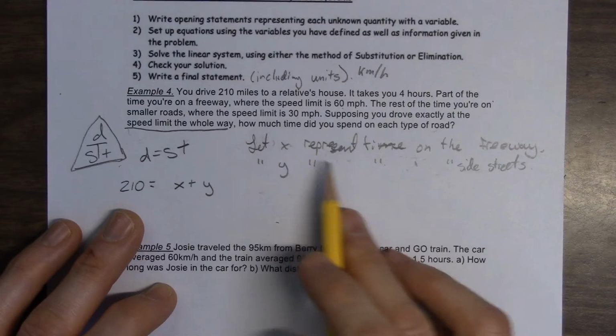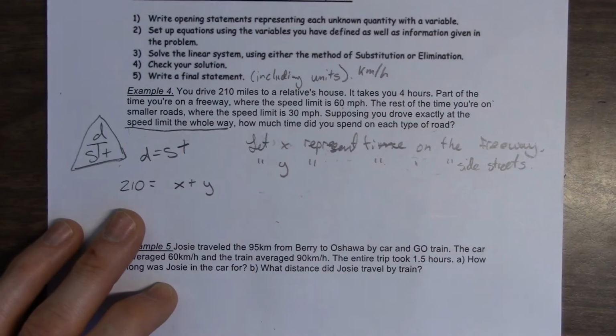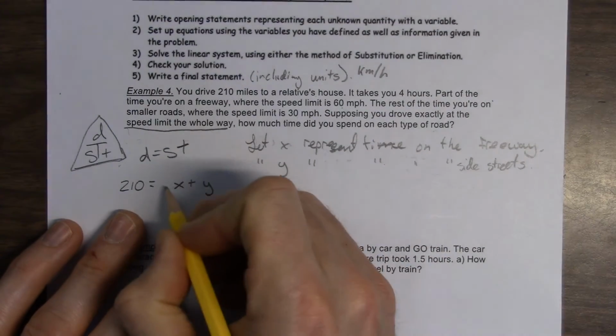What is it for X? X is time on the freeway. So what is the speed on the freeway? 60x. Right. Good.